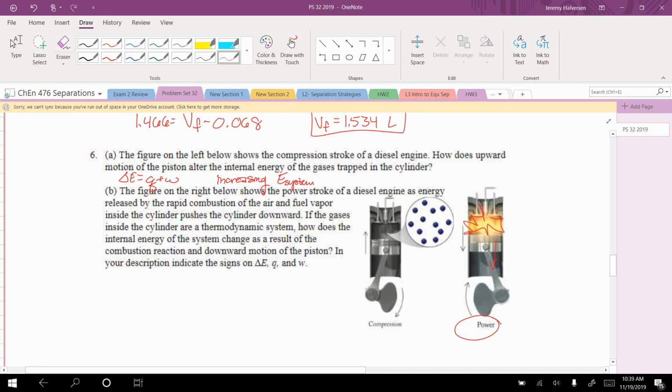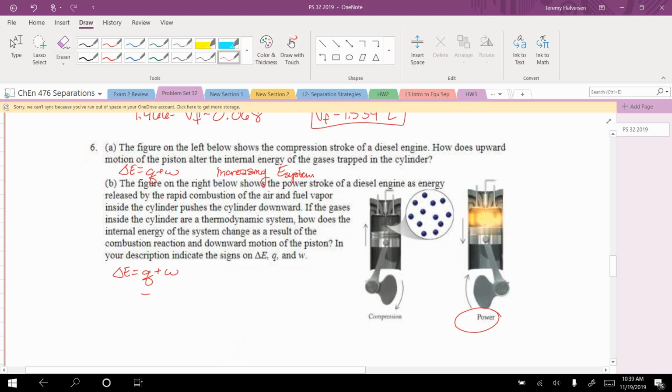If the gases inside the cylinder are a thermodynamic system, how does the internal energy of the system change as a result of the combustion reaction and downward motion of the piston? So we want to talk about delta E, Q, and W. What are the signs? So, heat. Let's talk about heat. I'm reacting, and this is burning, and combustion releases heat. So that means that Q must be negative, because heat is being released.